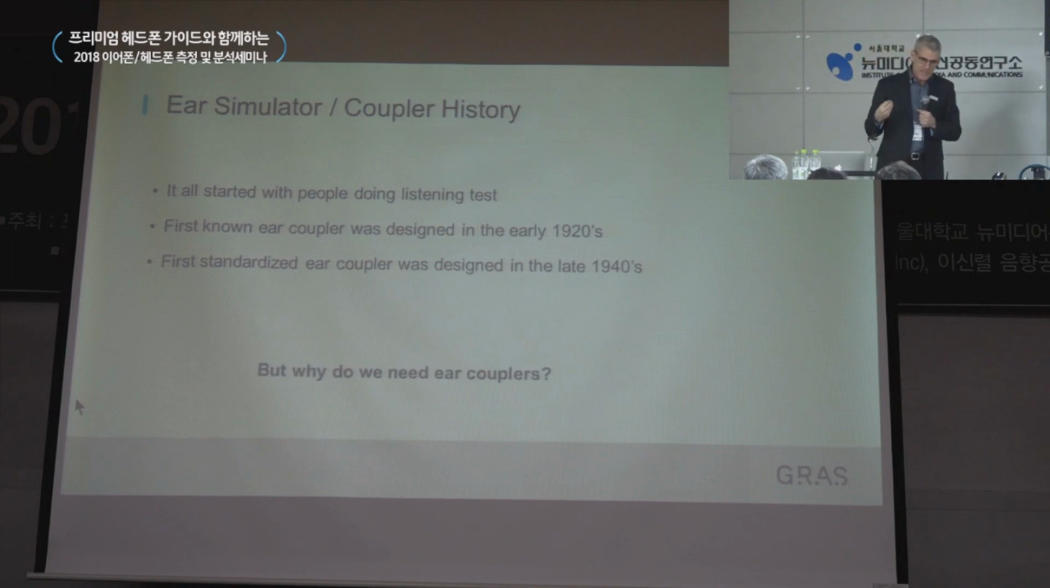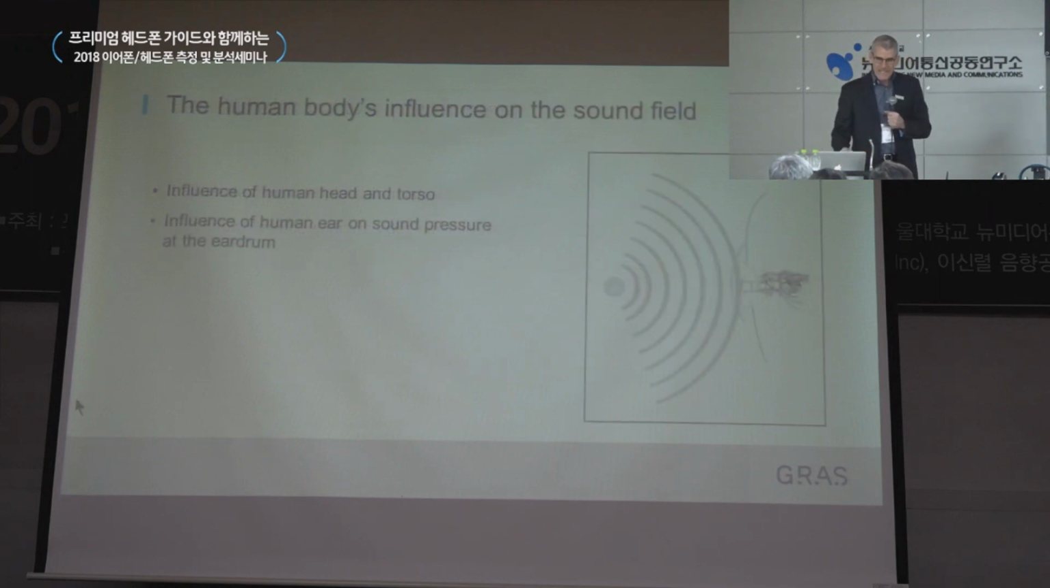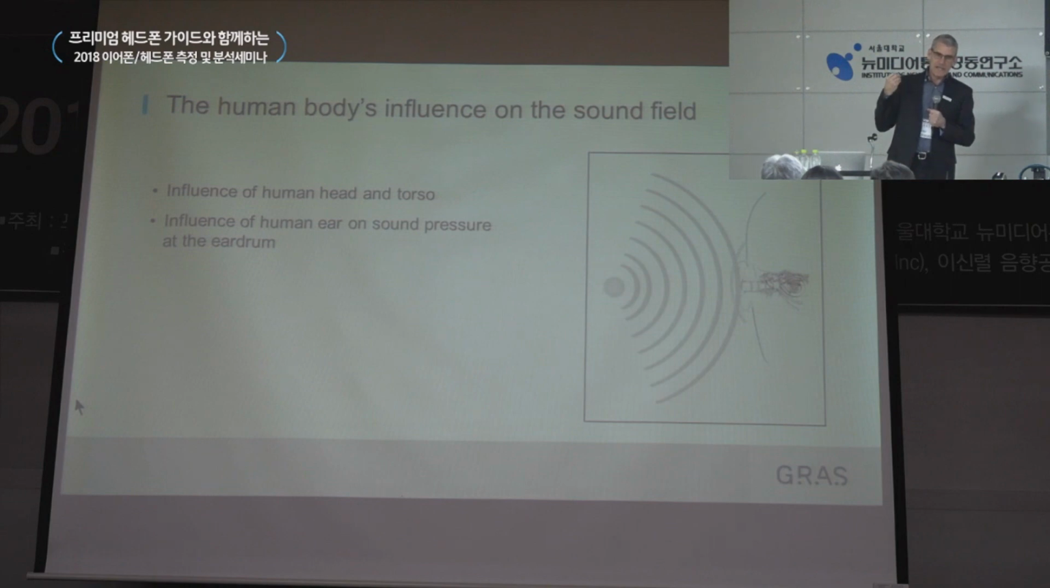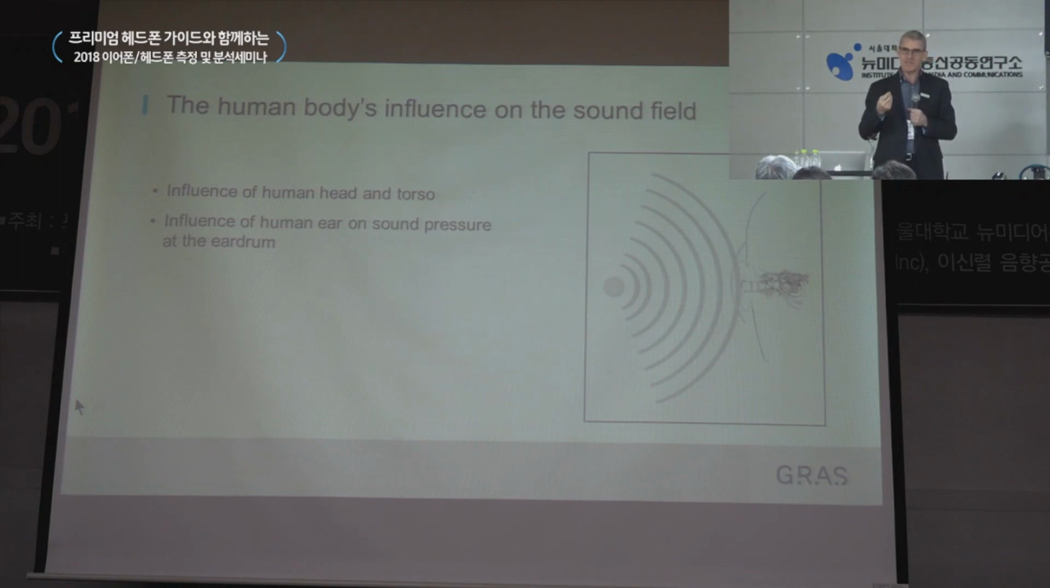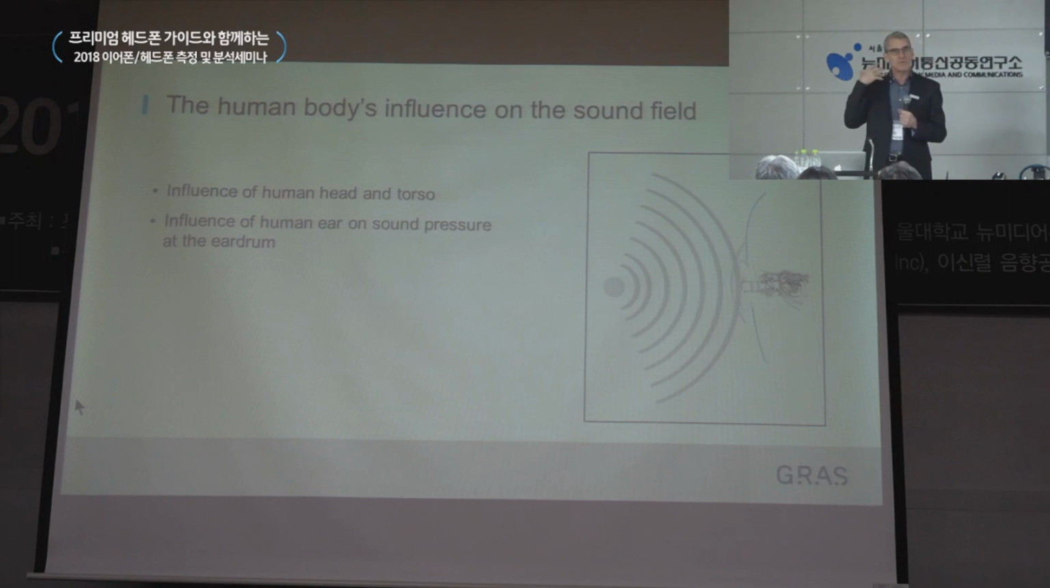But we could ask the question, why do we actually need these ear simulators? Why can't we just use a microphone to record the signal from a headphone? It has to do with what happens when you put a person in the sound field. It's not the same as just having no person there. So the person, the head, the torso, the pinna, the ear will start changing the sound. So it's not the same as just measuring with a microphone.